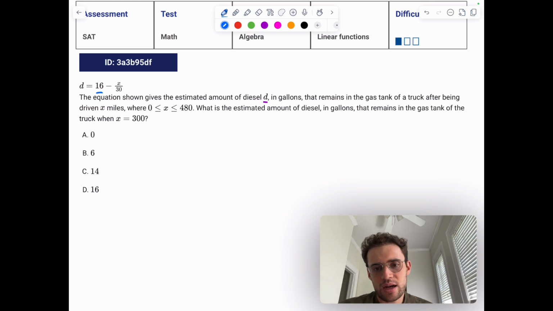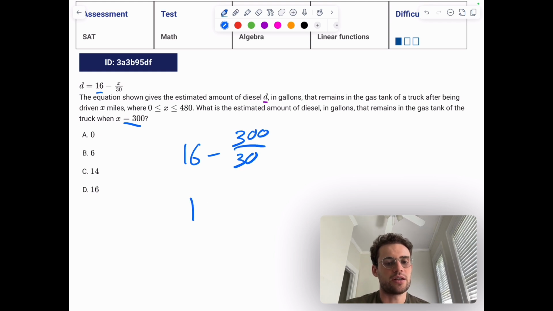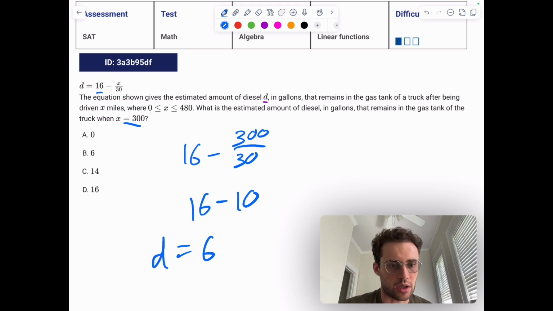What is the estimated amount of diesel in gallons that remains in the gas tank of the truck when x equals 300? So we can do 16 minus, we just substitute 300 in for x, 300 divided by 30, which will give us 10. So we get 16 minus 10, which equals 6. So D will be equal to 6 when x is 300.